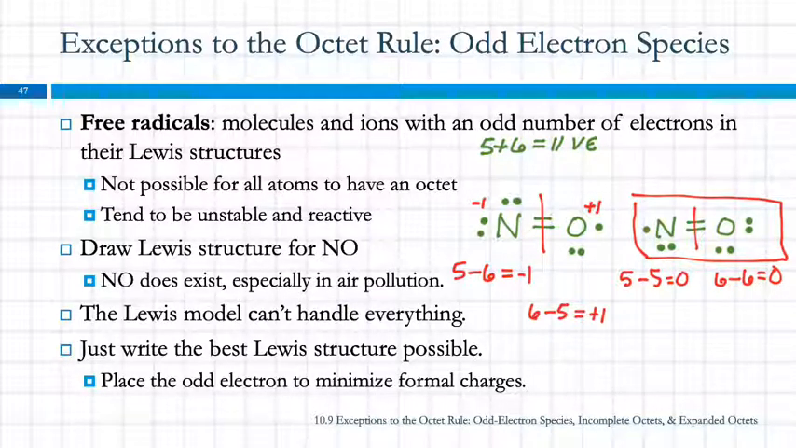And the Lewis structure would predict that that's unstable because the nitrogen doesn't have an octet. And so it's going to react with other stuff. It's going to be reactive, and that's one of the components of air pollution. Any questions?